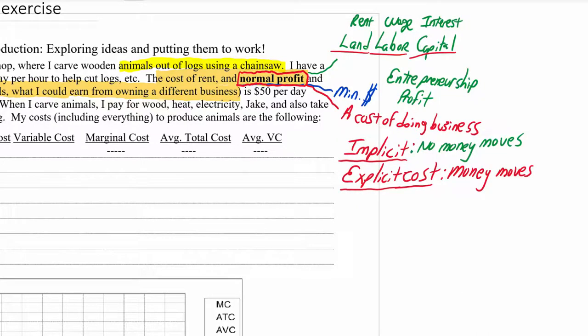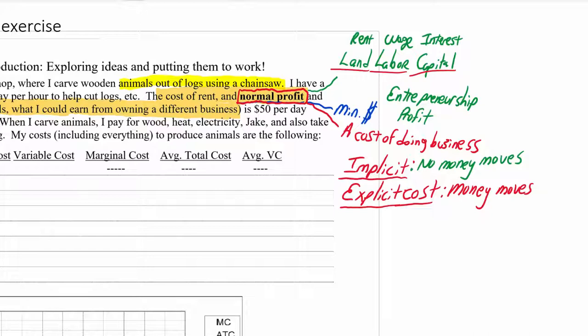Let me give you a couple of good examples here. Explicit costs are going to probably be most costs of a business. If I have to pay rent for my land, that's going to be an explicit cost because I actually have to take some money or write a check and pay that. When I pay wages to my employees, that's an explicit cost. If I pay interest to the bank for a loan payment, that's an explicit cost. An implicit cost is going to be something where it really is a cost, but no money moves.